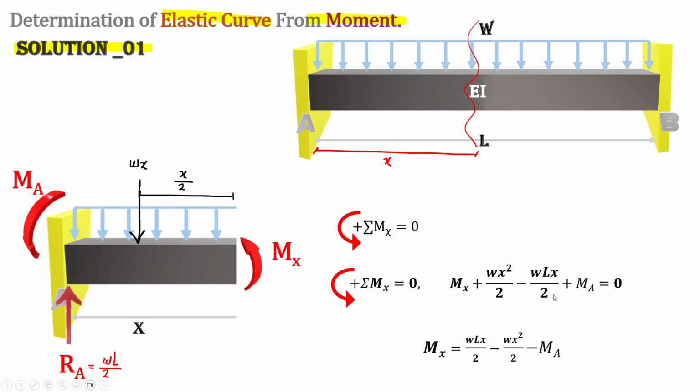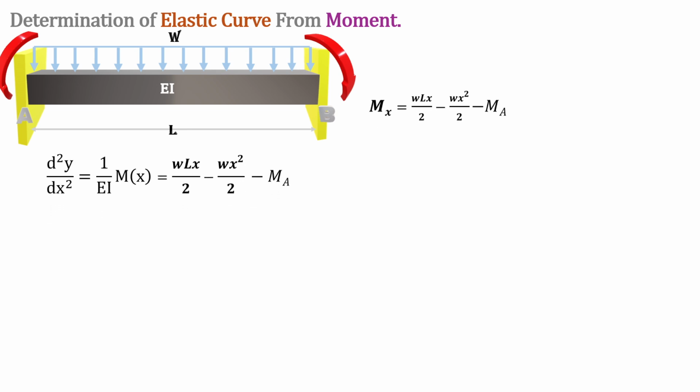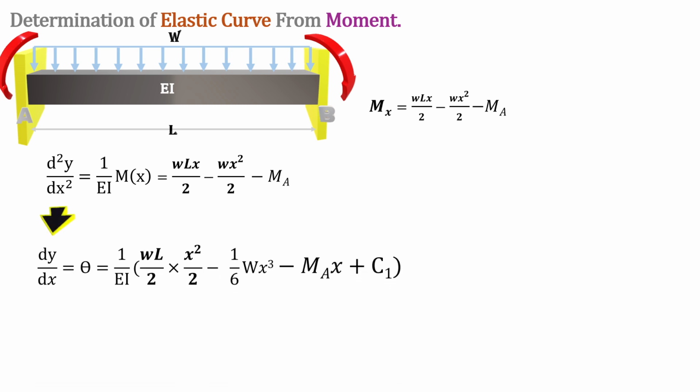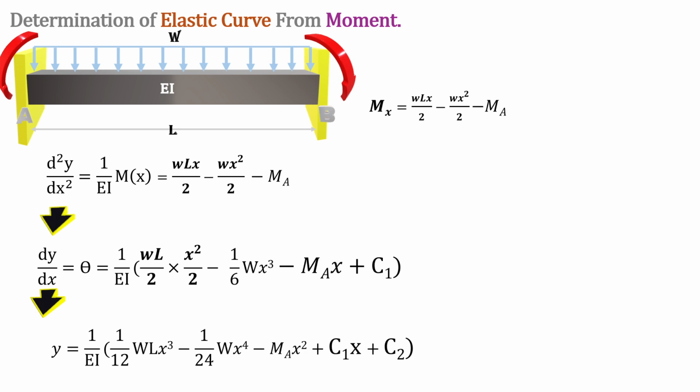As soon as we have our moment equation, we can jot it down, and by integrating once, d squared y over dx squared is equal to 1 over EI times the moment equation. So if we integrate it once, we get the theta equation, and constant C1 is created in the first integration, and if we integrate it twice, it gives us the delta equation, and the second constant develops.